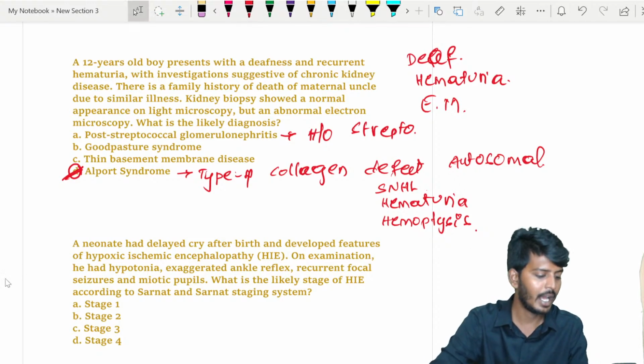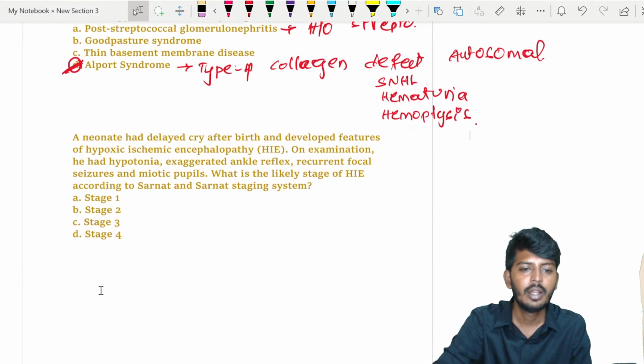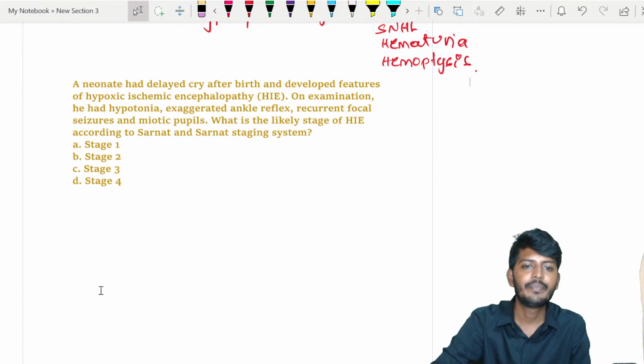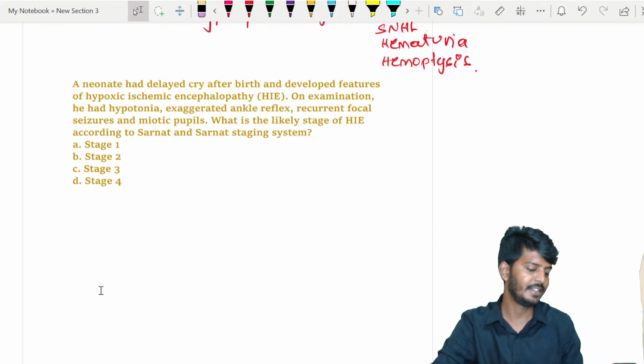All right, let's go to the next question. A neonate had a delay in the cry after birth and developed features of HIE, hypoxic ischemic encephalopathy. On examination, he had hypotonia, exaggerated ankle reflex, recurrent focal seizure, and miotic pupils. What is the likely stage of HIE according to the Sarnat and Sarnat staging system?